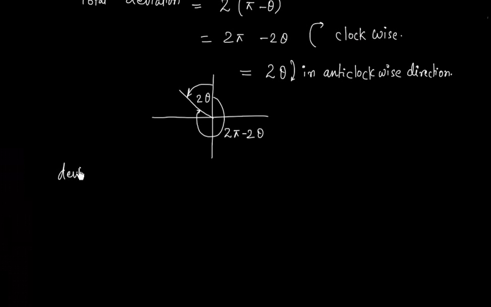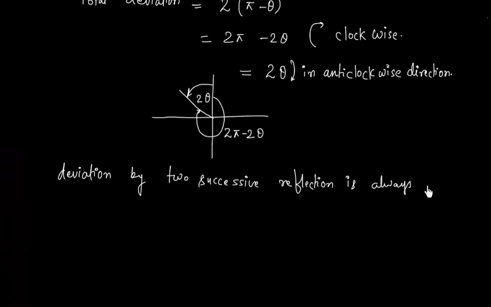So the deviation by two successive reflections is always 2 theta, where theta is the angle between the mirrors.